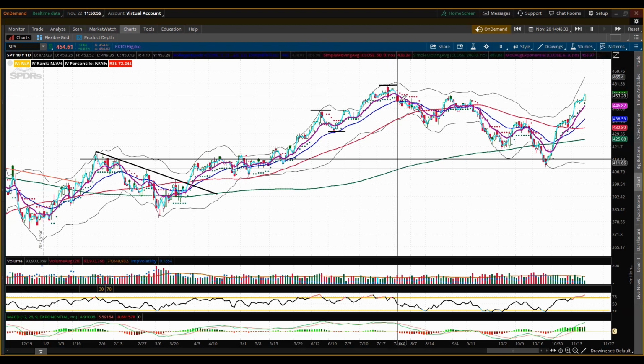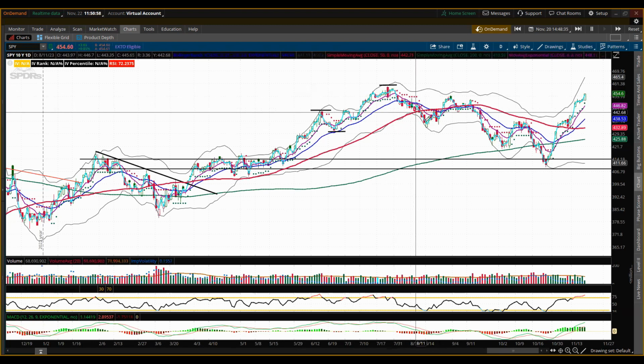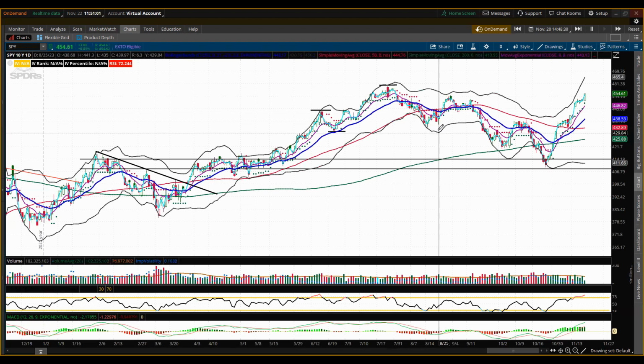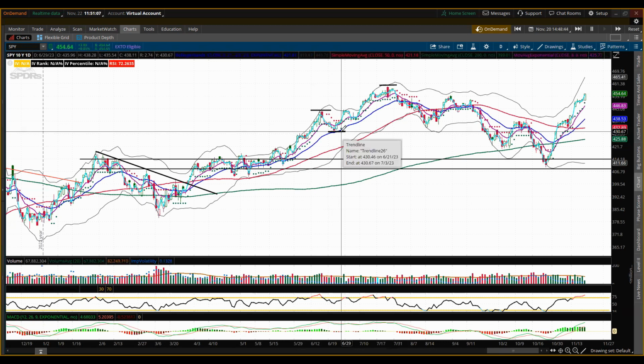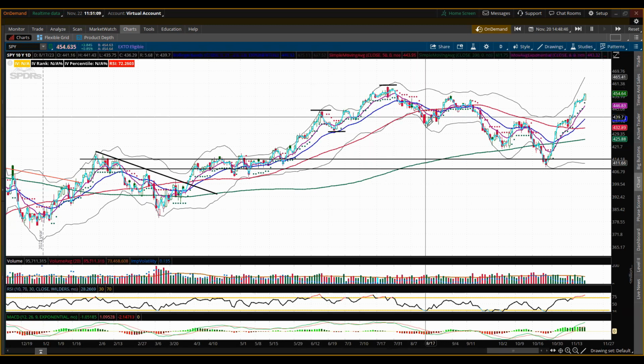Now we see this time we get a pretty sharp pullback from this high. But the pullback never gets lower than this previous low. So this is still a higher low. And now we created another higher low here.